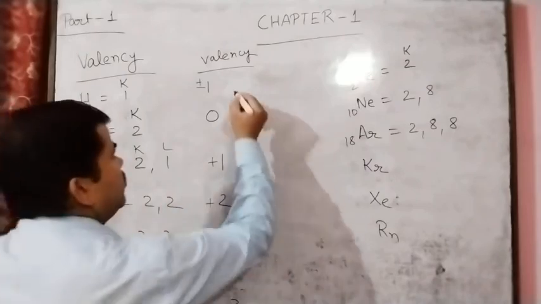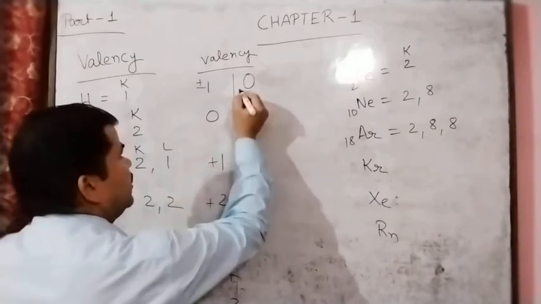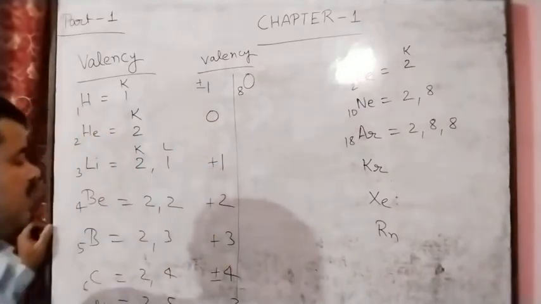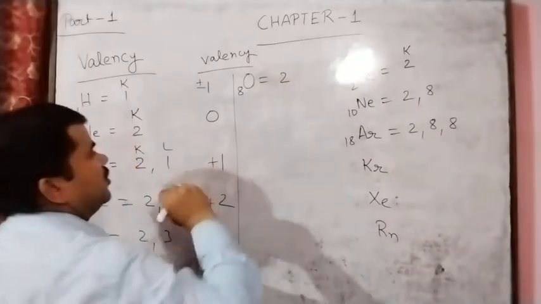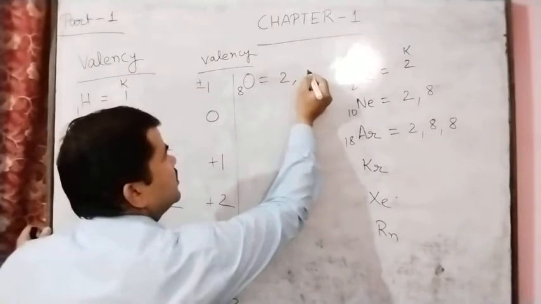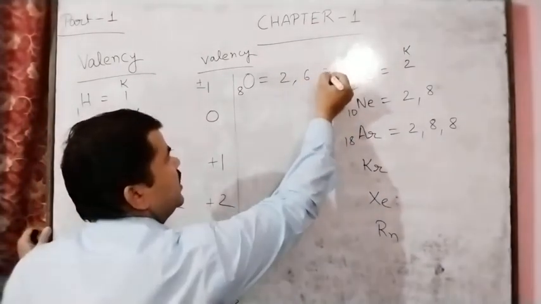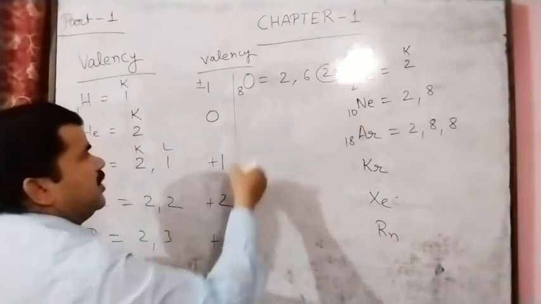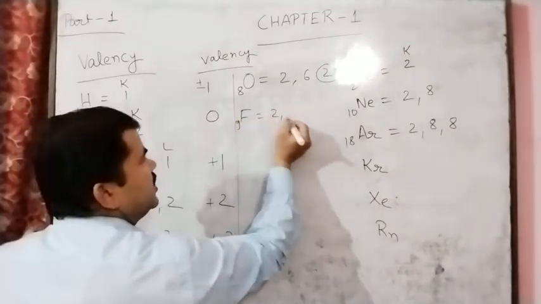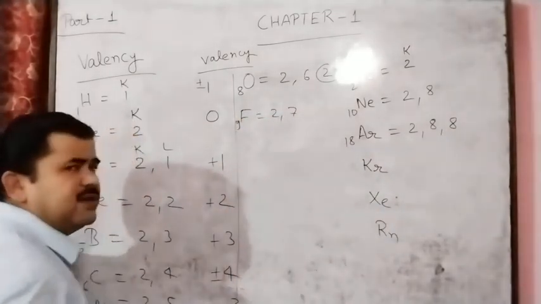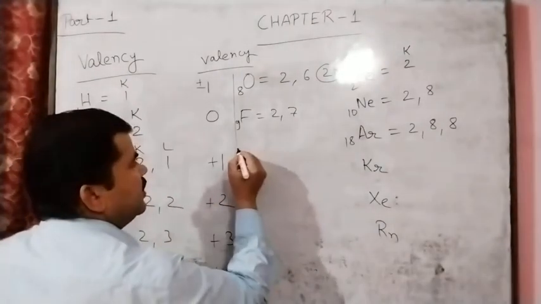and after this if you take the oxygen, so oxygen here atomic number 8, 2, 6. So this is nearest to neon, 2 electrons required, so valency will be here 2. And then after oxygen, fluorine 9, so here 2, 7. So this needs 1 electron, valency 1. And after this neon is already stable.